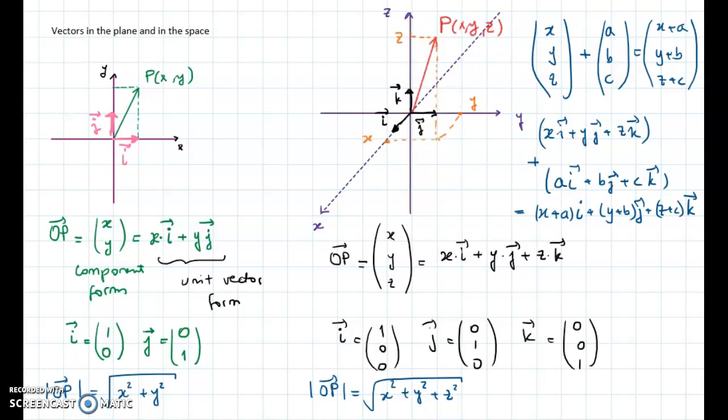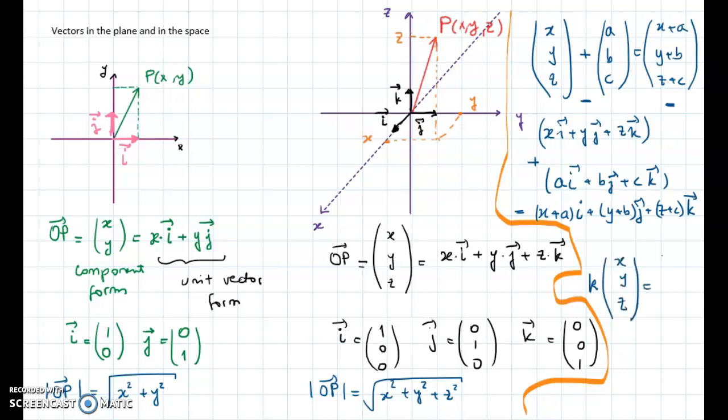This will also work if we instead decide to consider the subtraction of vectors. We're just going to have a minus sign in both cases. And lastly, if we wish to multiply by a scalar, so k is multiplying the vector written in component form, I'm going to need to multiply each of the components by k. And if I wrote my vector in the ijk notation, so let's say k is multiplying xi plus yj plus zk, then I'm going to need to multiply k by x, and k by y, and k by z.